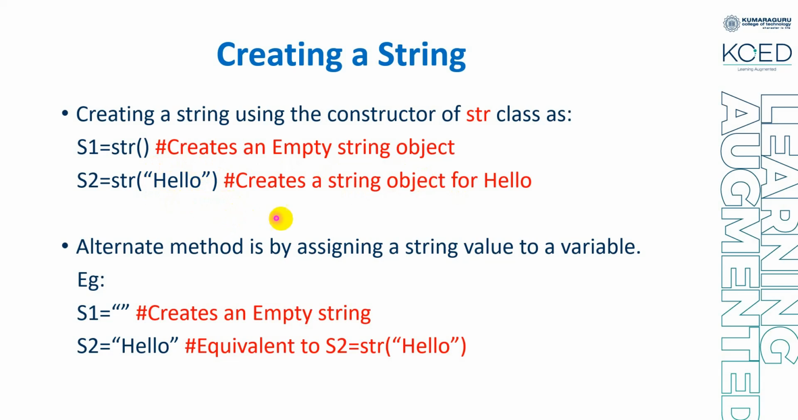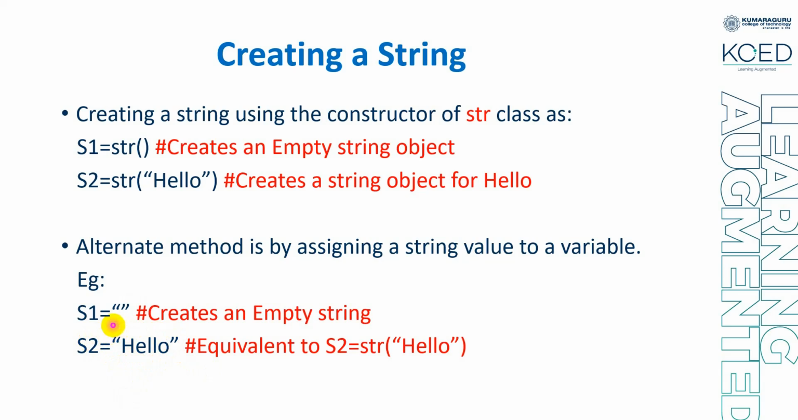The alternate method is by assigning a string value to a variable. We can directly assign a value to a variable like other variables, like float or integer. Here s1 equal to quotation. Within the quotation I didn't give any value, so it will create an empty string. The next one is the variable s2 equal to, within the double quotation, hello. So this will assign a string value hello to the variable s2. We are able to use single, double and triple quotation.